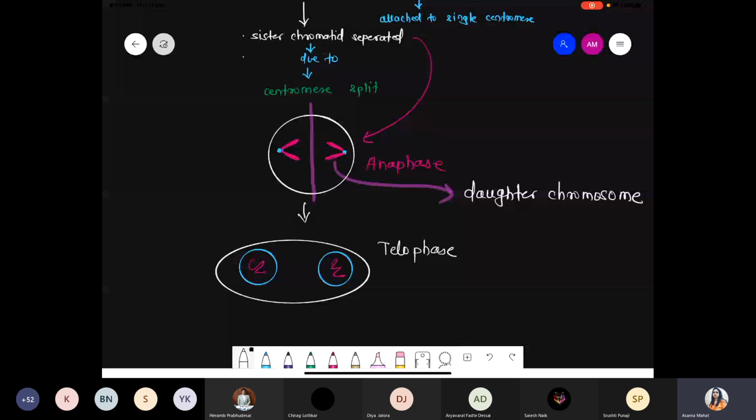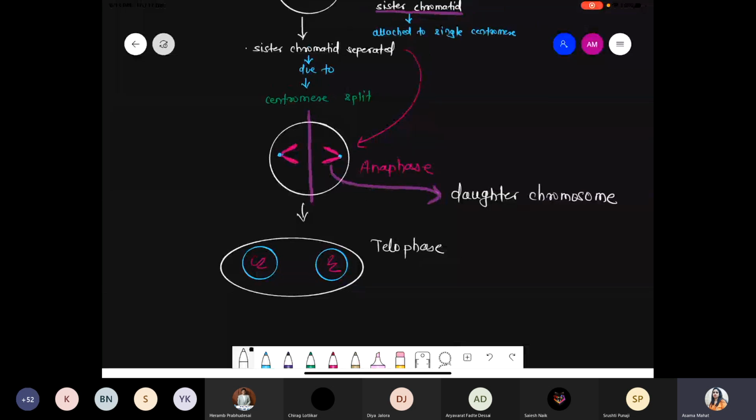The cell has now entered into anaphase. Now it goes forward toward the telophase, and the daughter chromosomes further form a daughter cell. We say that a mother cell undergoes the mitosis process and forms two daughter cells, right? So before the daughter cell formation, there is a formation of the daughter chromosome. Earlier it was sister, now it becomes daughter, after the splitting of the centromere. So now there is a formation of one daughter chromosome.